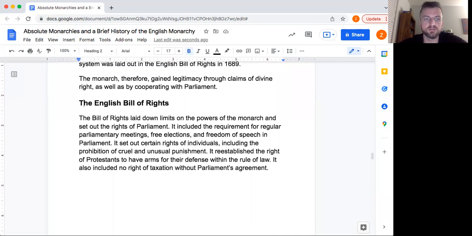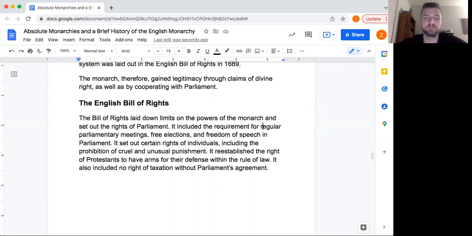The English Bill of Rights. The Bill of Rights, the English version, laid down limits on the powers of the monarch and set out the rights of Parliament. Oh, look, limits on the powers of the monarch. Wow. That won't be talked about ever again.